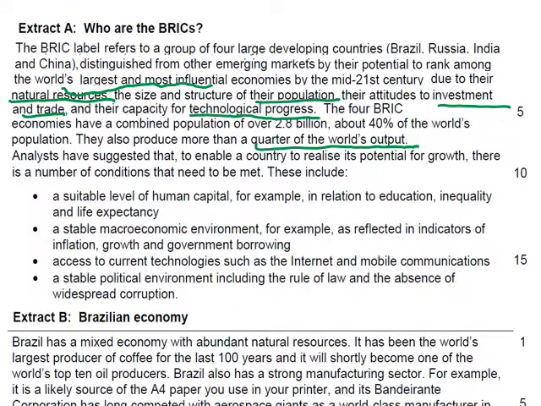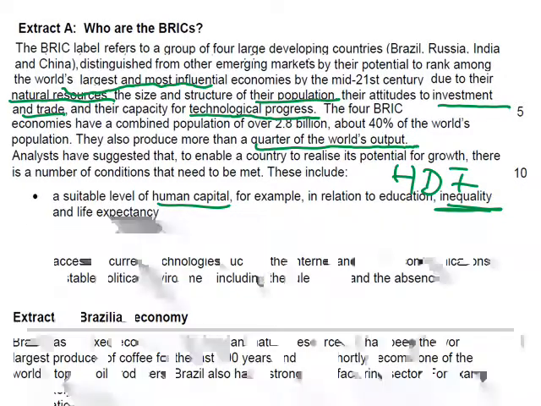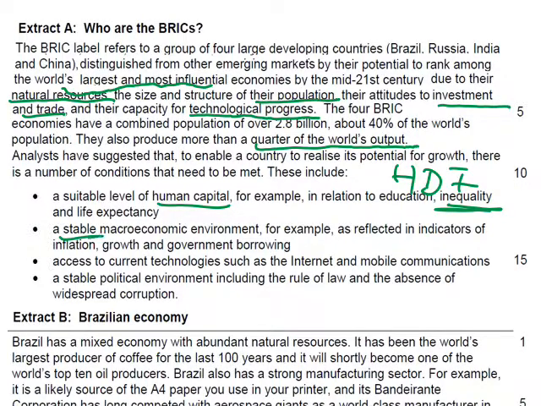Analysts have suggested that to enable the country to realise its potential for growth, there is a number of conditions that need to be met. So now we have examples of what is needed for development. We've got human capital, so HDI, in terms of education and life expectancy, but it also mentions inequality, stable macroeconomic environment, so economic stability through inflation, growth and borrowing, access to current technologies such as the internet and mobile communications, so supply side, and a stable political environment including the rule of law and absence of corruption.